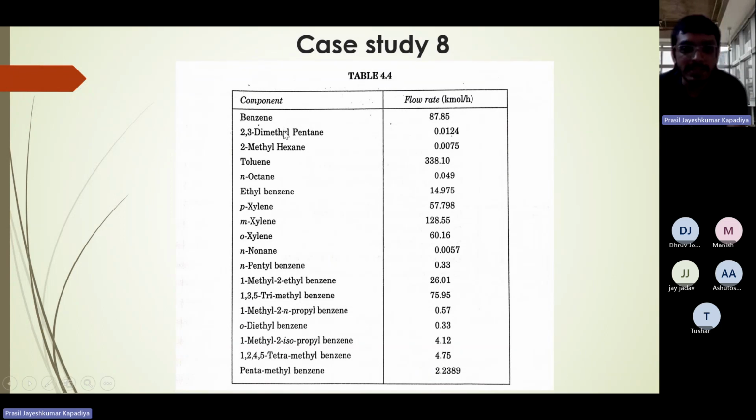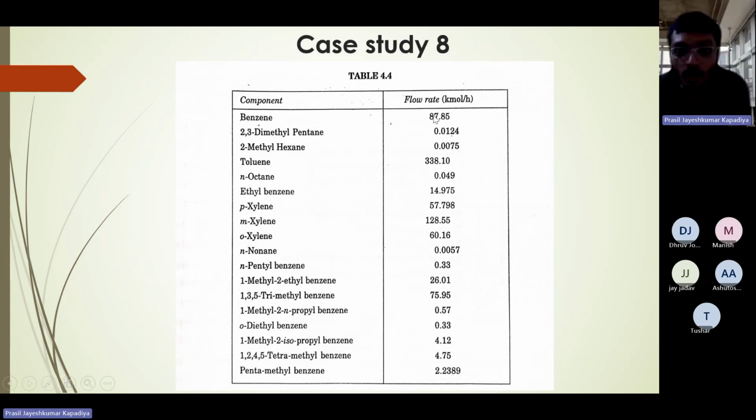So here we have benzene, 2,3-dimethyl pentane, 2-methyl-hexane, toluene, n-octane, ethyl benzene, paraxylene, m-xylene, metaxylene, orthoxylene, n-nonene, n-pentyl benzene, 1-methyl-2-ethyl benzene, 1,3,5-trimethyl benzene, 1-methyl-2-n-propyl benzene, ortho-diethyl benzene, 1-methyl-2-isopropyl benzene, 1,2,4,5-tetramethyl benzene, and pentamethyl benzene.